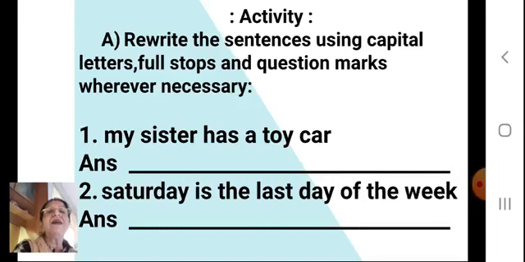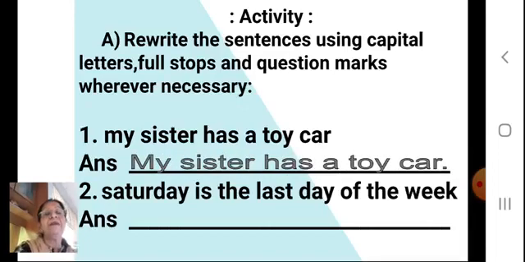Is it correct? No. So what we have to add? We have to add, yes, capital M. So we have started the sentence with a capital letter and we have ended the sentence with a full stop. Yes, my sister has a toy car.